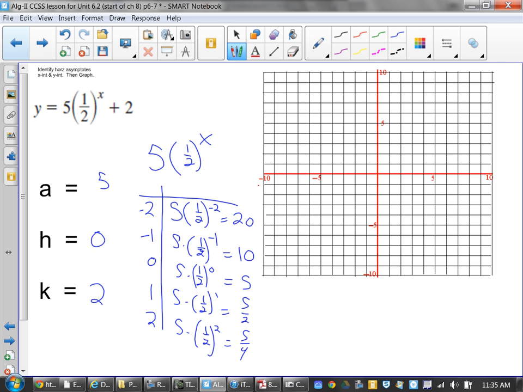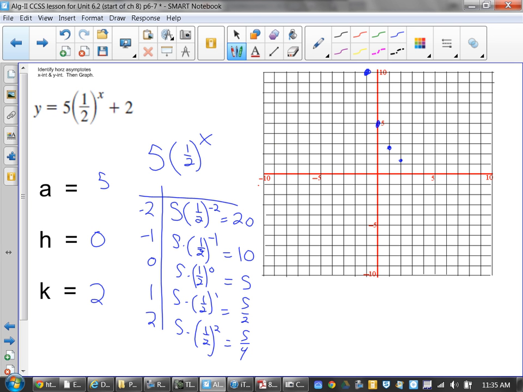Negative 2 and 20. Negative 1 and 10. 0 and 5. 1 and 5 halves. And 2 and 5 fourths.